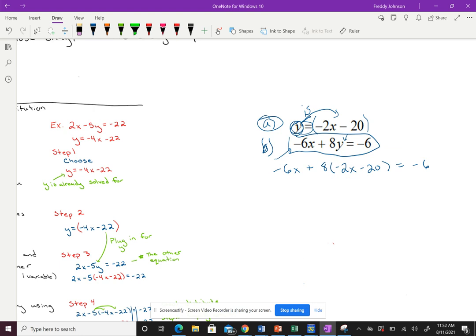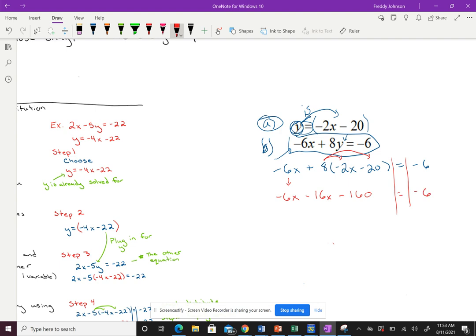And so since I have only one variable, I am now able to solve that. So I can use my 6 steps for solving. To do that, I'm going to take the number out front and distribute it. Okay, bring down this. I'm going to get negative 6x. 8 times negative 2 is negative 16x. 8 times negative 20 is negative 160.